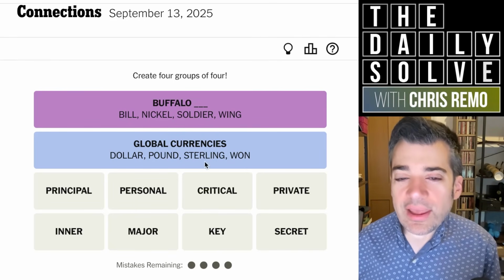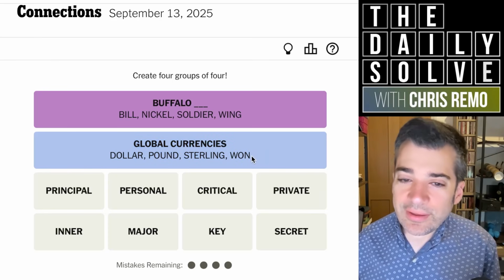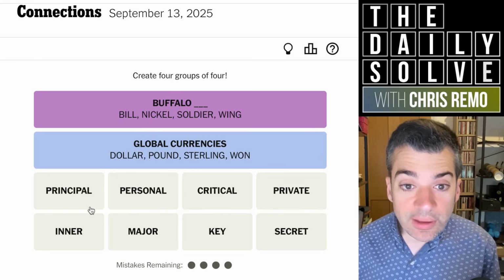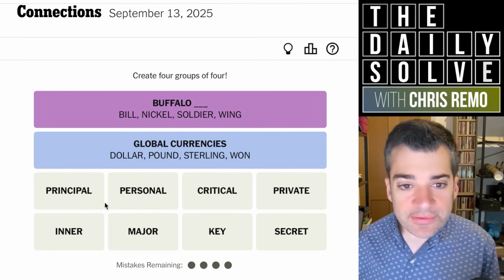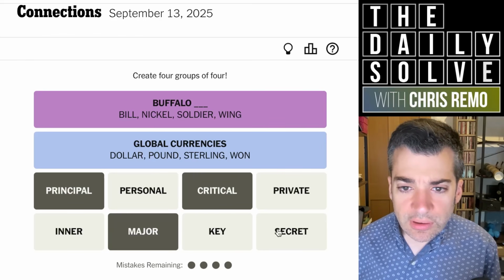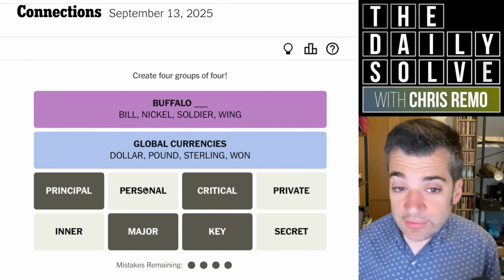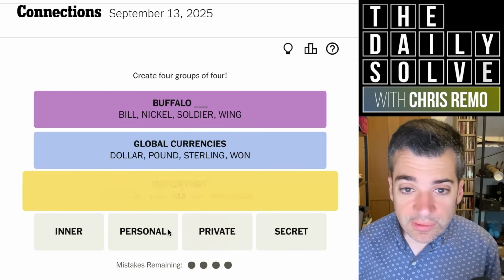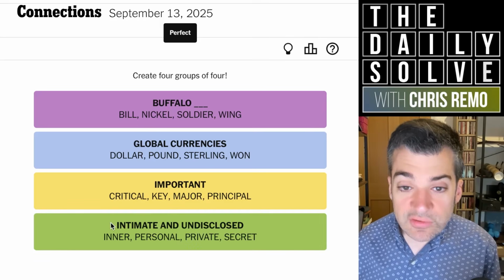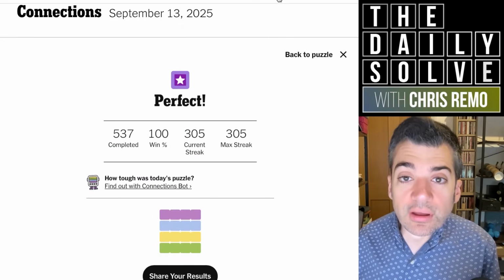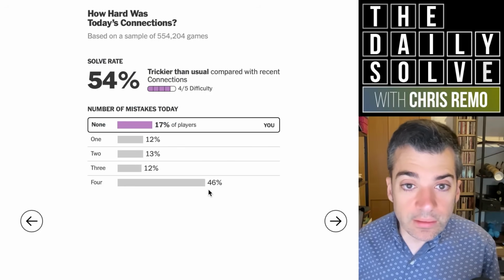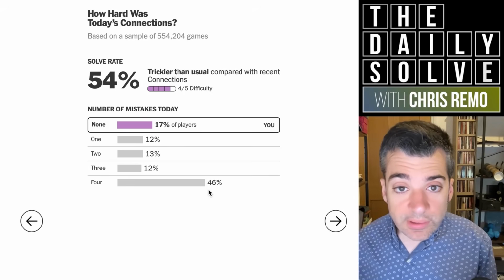That would be like having the renminbi and the yuan in the same... Well, that would, no. It's even weirder than that because pound and sterling are literally the same currency. Okay, they're not even essentially the same currency. Okay, anyway, principal, critical, major, and key. I don't really know how to distinguish between these two, so I'll just try this. Nope, I was wrong. Important, and then these will be intimate and undisclosed. That's very descriptive. All right, well, there we go. Those were some concepts connected. Trickier than usual. Okay, fair enough.